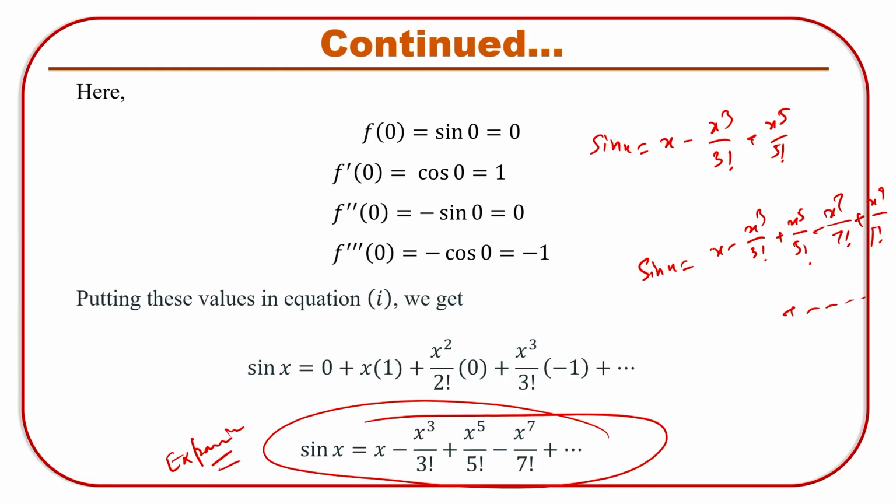And how many terms on the right hand side are you seeing? You are seeing infinite terms of the function, where the first term is x, and the following terms are x cube, x to the 5, and x to the 7.